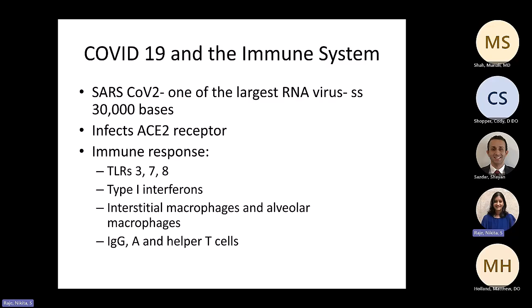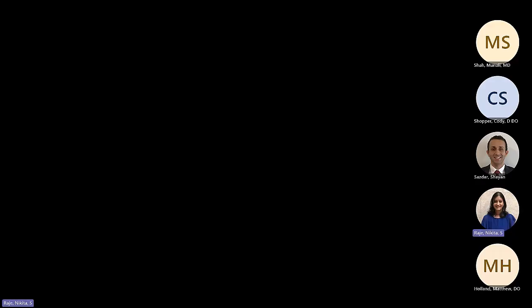There are these interstitial macrophages and alveolar macrophages that the virus might come across that will help in fighting that infection. And then there is a response from Th cells, as well as an antibody response with IgG and IgA. So all that in a nutshell.